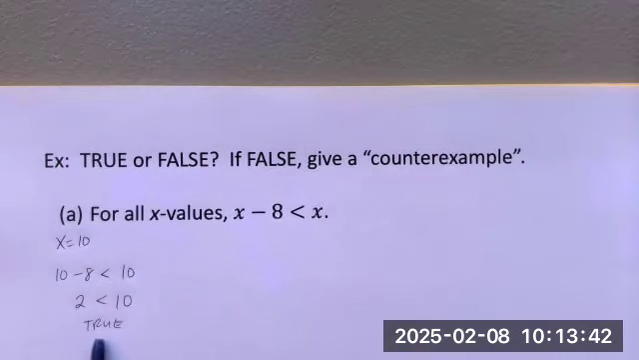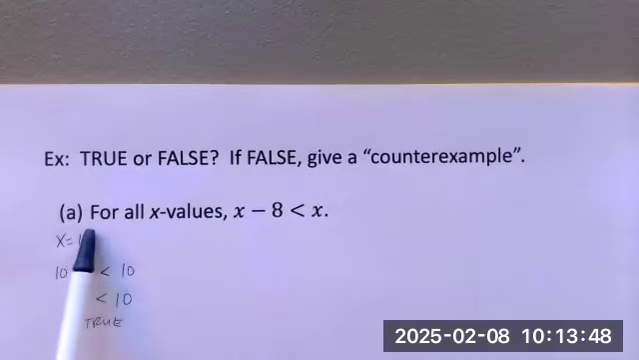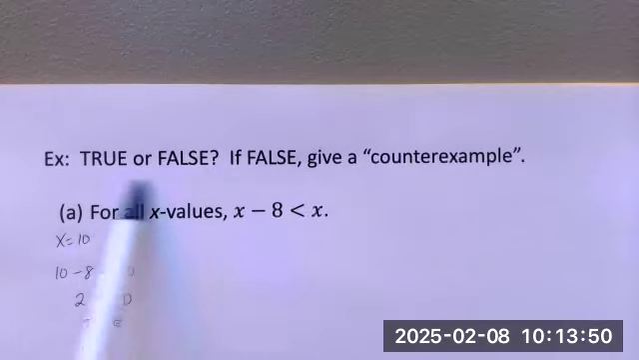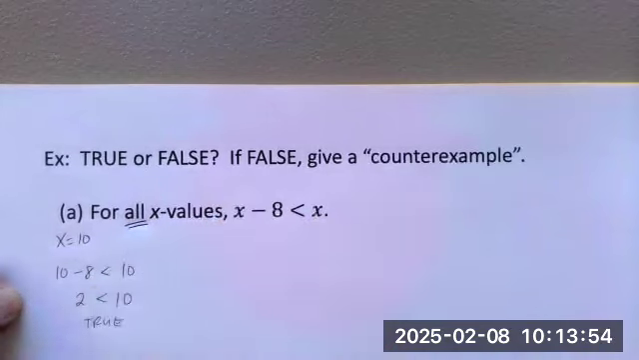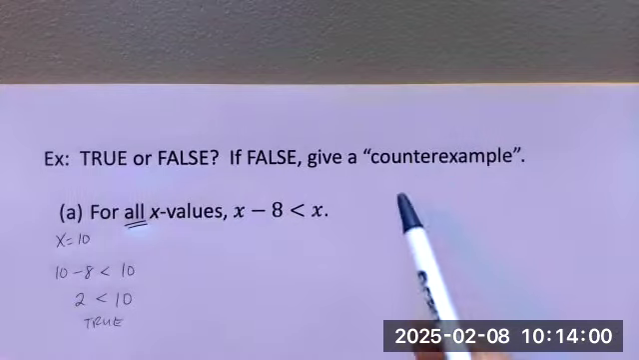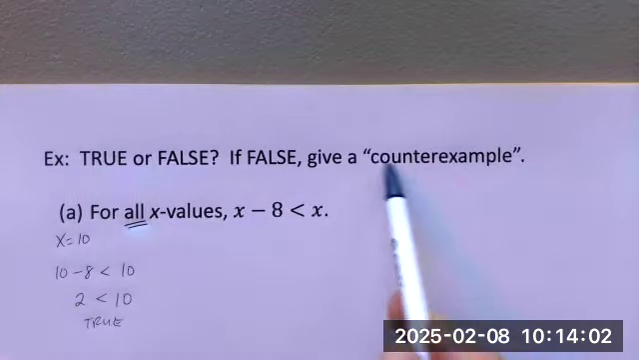Now, if this were false, I would be done already. I would stop. I would say this is false because for this statement to be true, it has to be true for all x values, all of them in the world. So if we can just find one of them where it doesn't work, then we could say it's false. And that x value where it didn't work would be our counterexample.